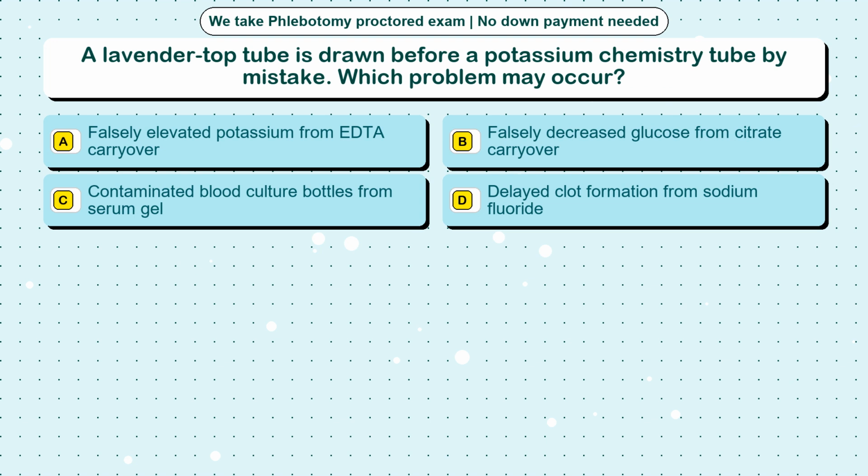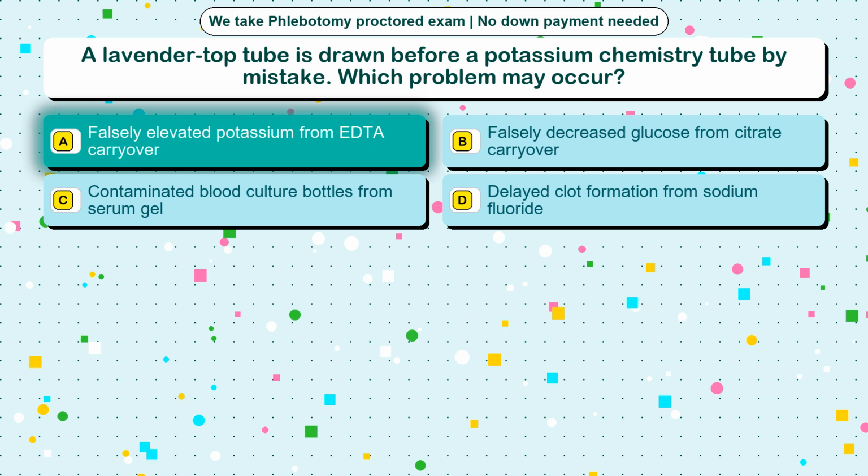Question 49. A lavender top tube is drawn before a potassium chemistry tube by mistake. Which problem may occur? Option A. Falsely elevated potassium from EDTA carryover. Option B. Falsely decreased glucose from citrate carryover. Option C. Contaminated blood culture bottles from serum gel. Option D. Delayed clot formation from sodium fluoride.